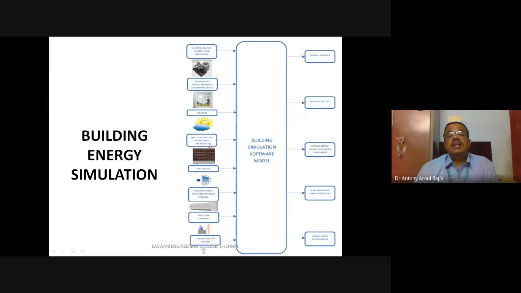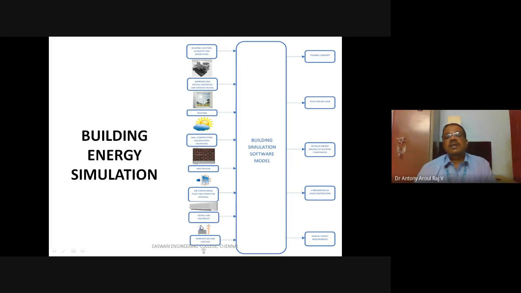And wall construction material and its properties, mostly thermal properties only we will be giving, because we are doing a thermal energy simulation. Okay, and if at all you are linking the building simulation software with the plant model, then you should have plant details. Okay, and the people, equipment, and other things.